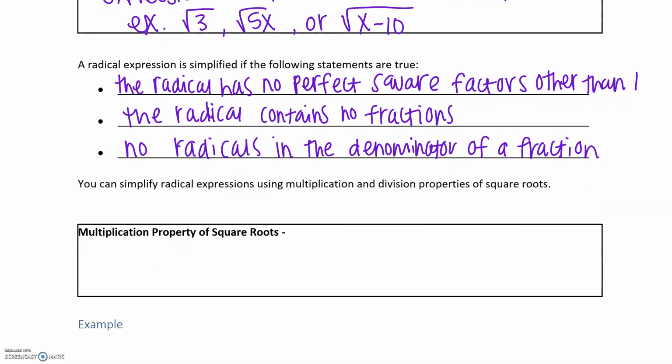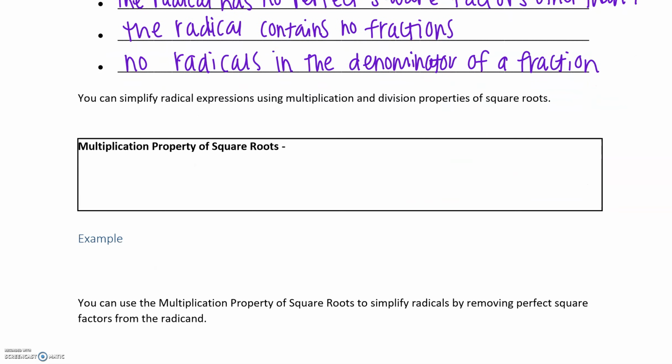So we can use a couple of different properties. Our first property is going to be the multiplication property. For a number a greater than or equal to 0 and a number b greater than or equal to 0, the square root of ab equals the square root of a times the square root of b. So we can just separate those square roots.